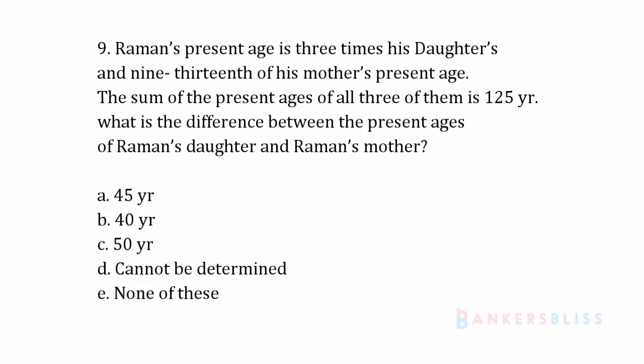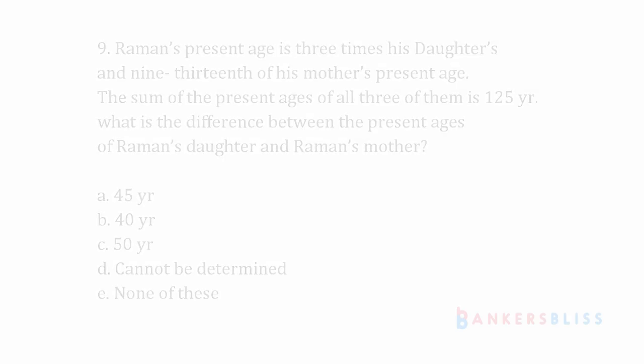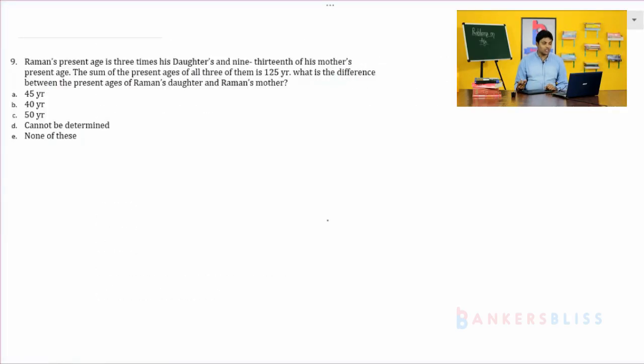So which methodology do we have to adopt here? That is the question. Ratio method: have they given the proper ratio between those three? No. Can we go with the option method? They have given the difference of Raman's daughter and Raman's mother, so directly we cannot go. It will become too lengthy. So the only feasible method is the general method.